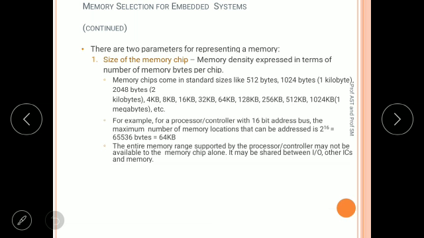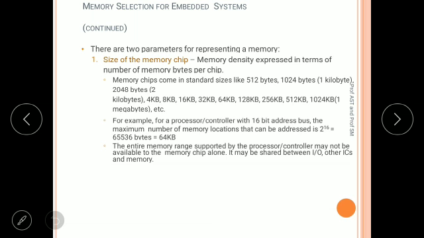I hope all of you remember from the concept of 8086, it is the size of the address bus which decides how much memory it can access. In case of 8086, we were having an address bus of 20 bits. That's why it was able to access 2 raised to 20, that is 1 megabyte of memory.